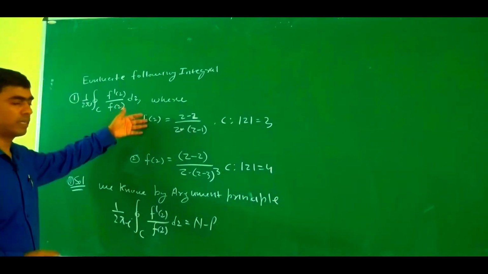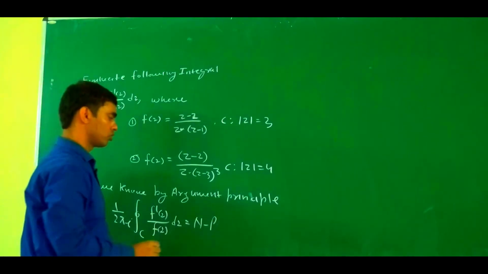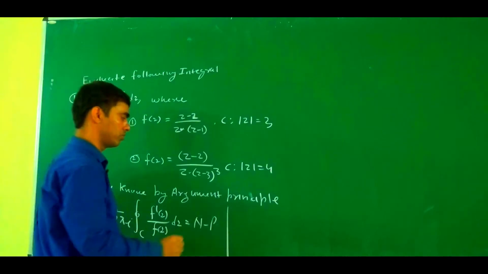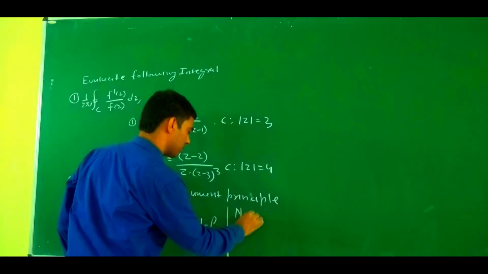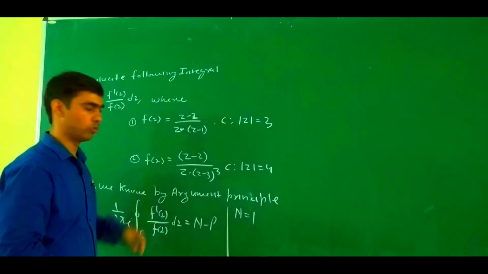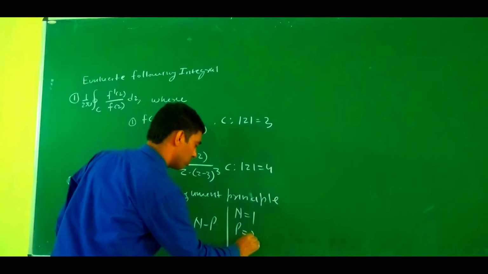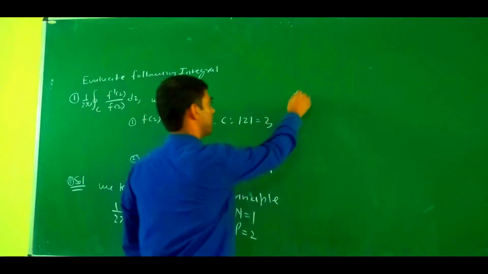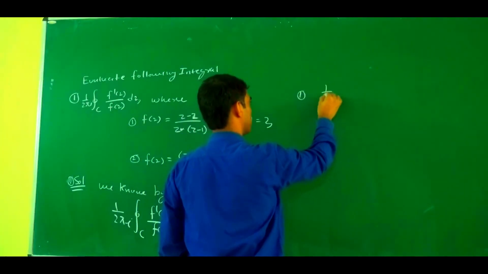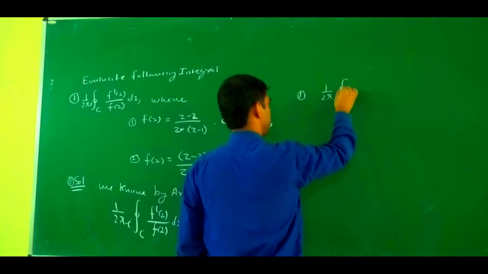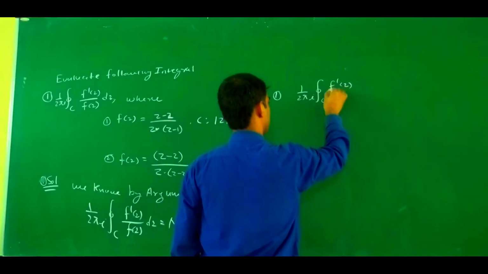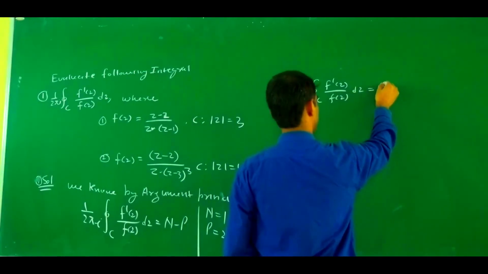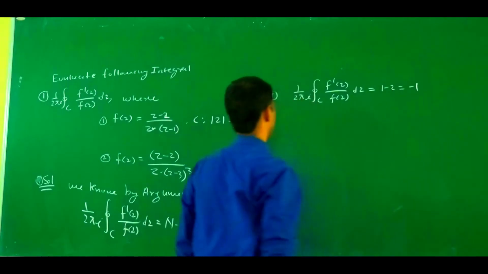So here we are able to apply the argument principle. So how many zeros are there? In the first question, there is one and only one zero. So what is the value for n? n equals 1. What is the value for p? There are 2 poles, p equals 2. So what is the value of integration? 1 upon 2 pi i integrate over c f dash z upon f(z) dz equals 1 minus 2, which is minus 1.